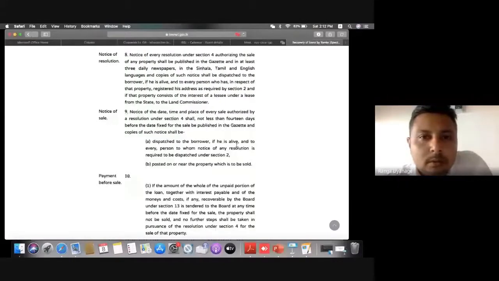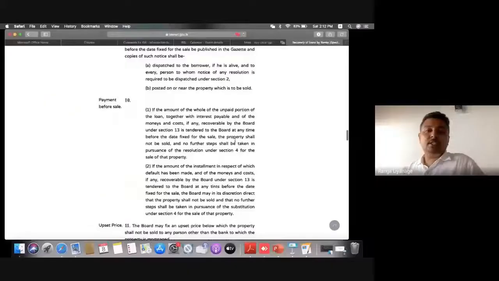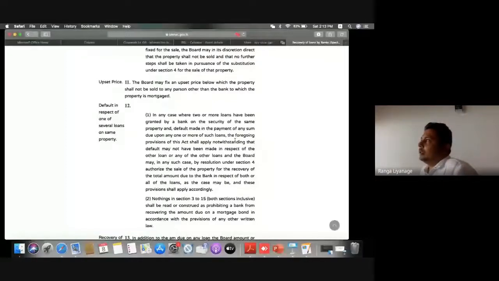Selling that property. Authorizing the sale, right? It will mention an upset price, where the board will fix an upset price, sold to any person other than the bank to which the property is mortgaged. Now here what you need to keep in mind is, let's say the loan is 10 million. The value of the property is 15 million. The loan is in default, outstanding is 9 million, let's say.